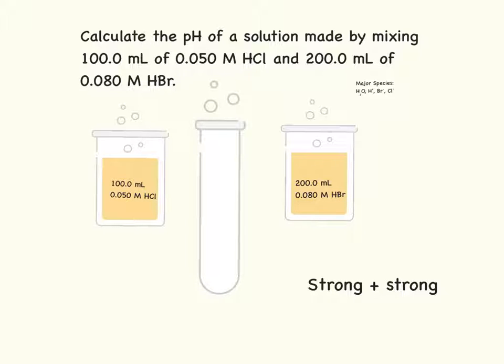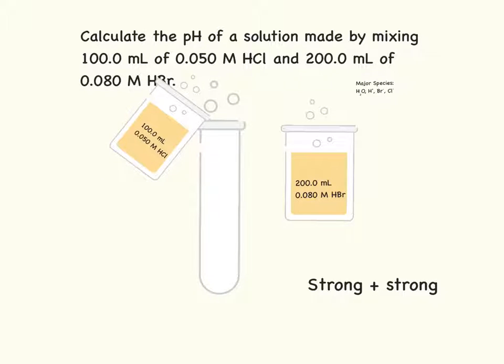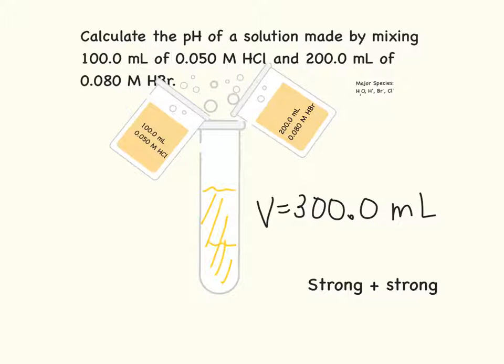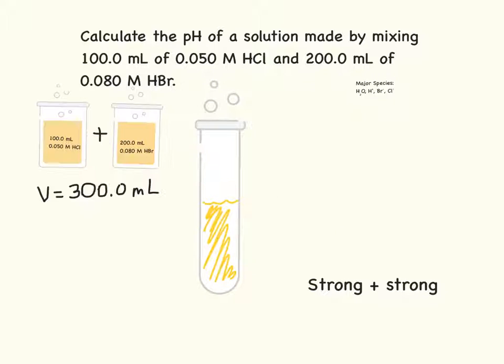First, you need to think about the scenario given in the problem. In this scenario, we're going to pour together two different acids into the same container. So what happens to the volume of the solution? Well, the volume of the solution is a total of 300 milliliters. What does that mean happens to the concentrations? Well, the concentrations are going to change because the volume changed.